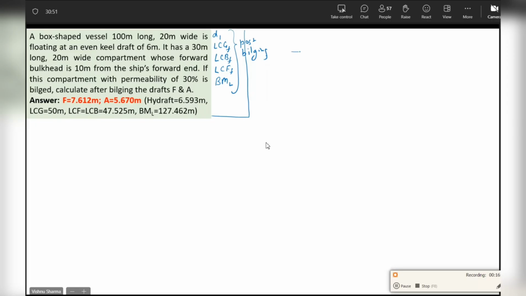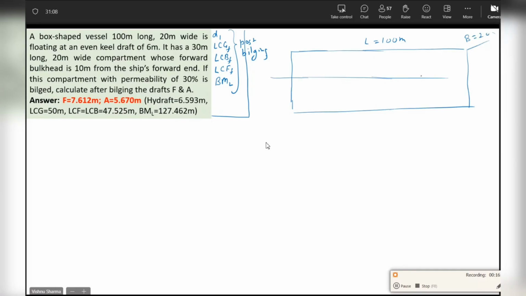Okay. So what do I do? First, I make the diagram, which we have mastered over the last 2 days. The length of the vessel is 100 meters, our standard ship. Breadth is 20 meters. Floating on an even keel draft of 6 meters. WL 6 meters.